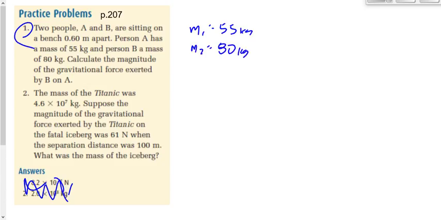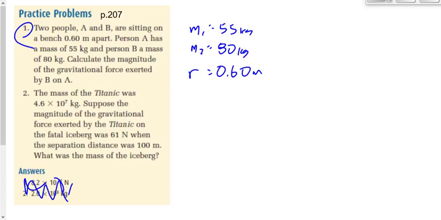Anybody do it the other way around? Anybody say M1 was 80? Does it matter? Yeah, it doesn't make any difference. We're going to say something is 0.60 meters. What's that? Yeah, R. Be careful with the term.